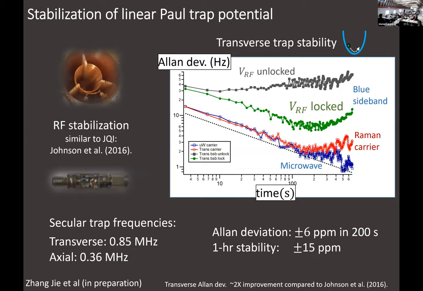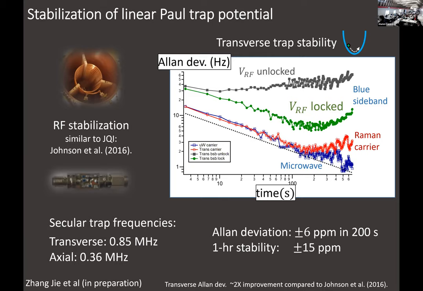So I won't tell you all that story, just give you a little taste of stabilizing the potential. We stabilize in particular, perhaps one of the most challenging ones, the RF potential within the ion trap, so about 700 volts. It's an active stabilization, there's some passive as well, similar to some things that are done at JQI in Maryland. And this just shows you how good that oscillator frequency is for a single ion, basically measuring what the harmonic oscillator frequency is in the transverse direction, measuring transverse trap stability. And so here's the Allan deviation for the case where the RF is unlocked, and that's just ambient instabilities. When we lock it, we can really push down and achieve much better stability. So this is measured with Raman sideband spectroscopy again.